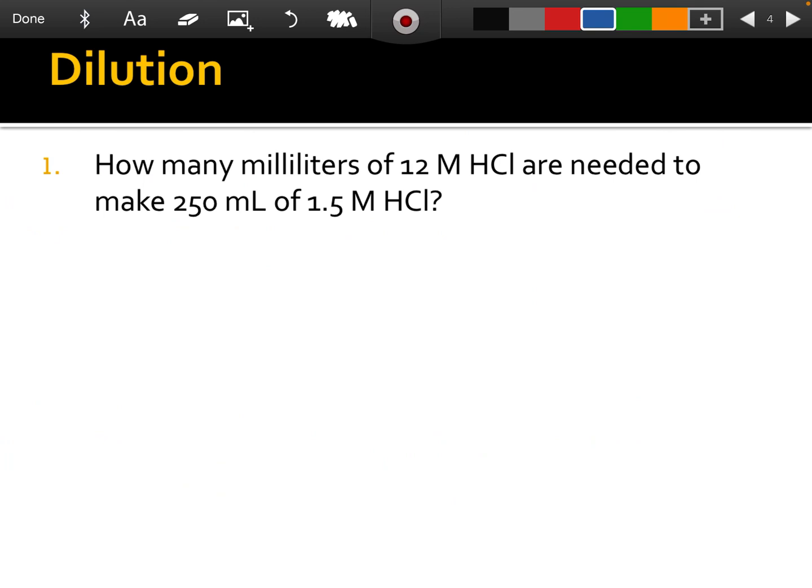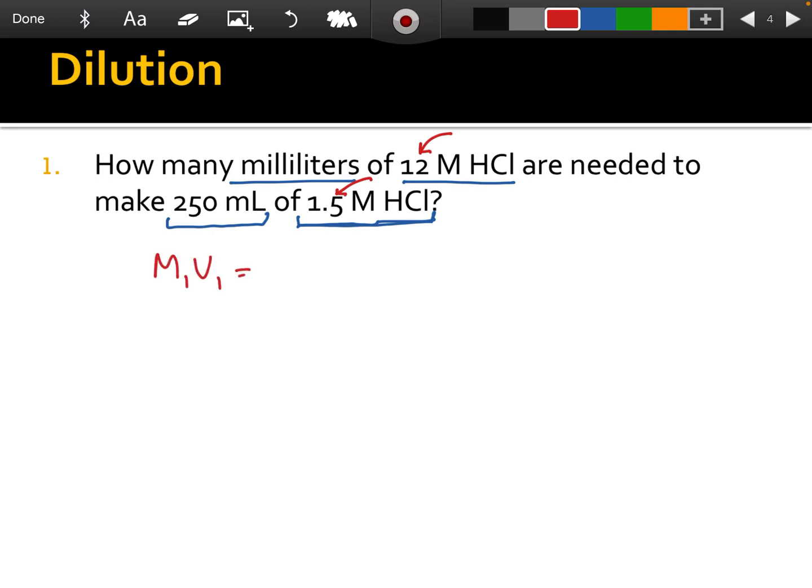If this was our problem: how many milliliters of a 12 molar solution of HCl are needed to make 250 milliliters of a 1.5 molar solution? First of all, we want to know how many milliliters, so we want to know a volume. We are given a 12 molar HCl solution, and we want to make 250 milliliters of a 1.5 molar solution. If you compare your molarities, 12 molar compared to 1.5, obviously 12 molar is your stronger solution.